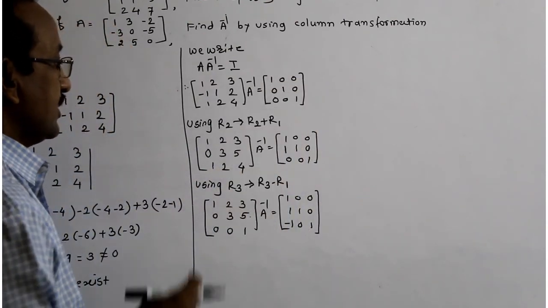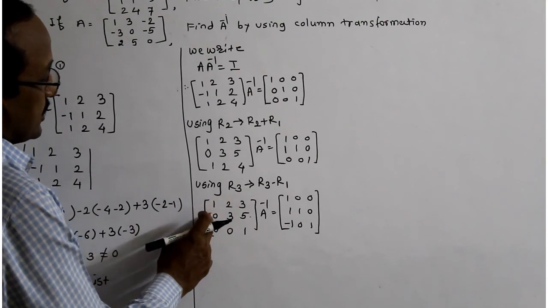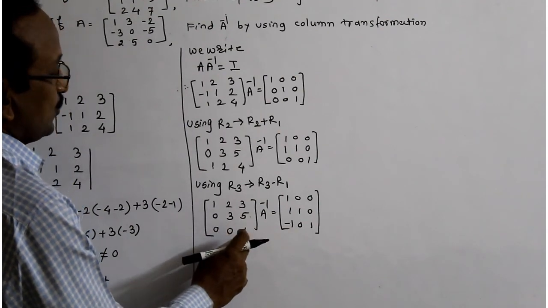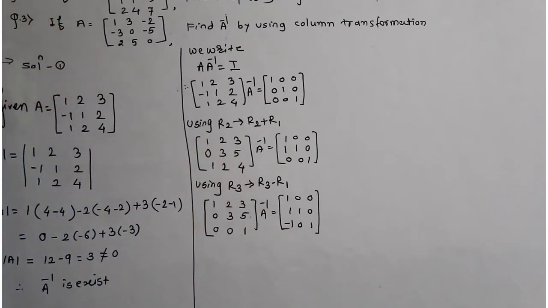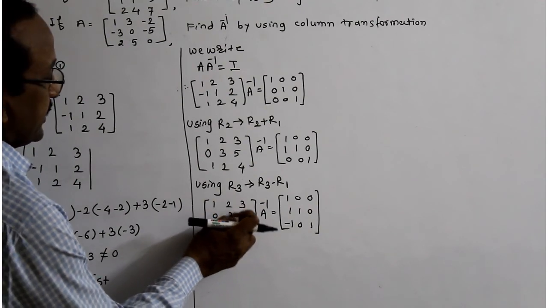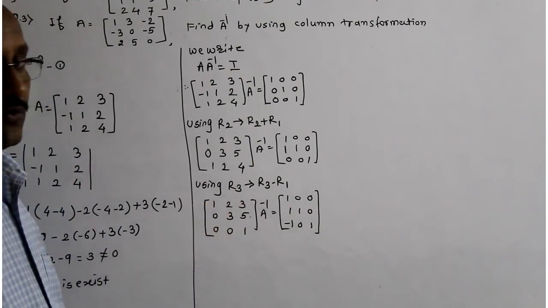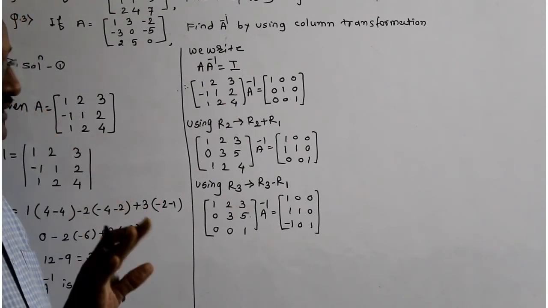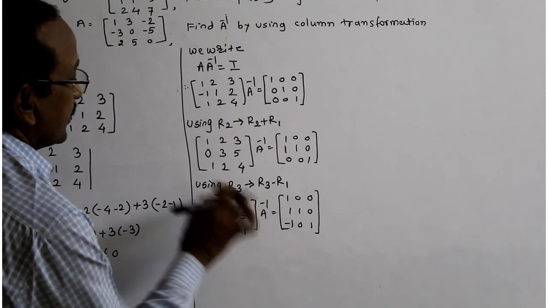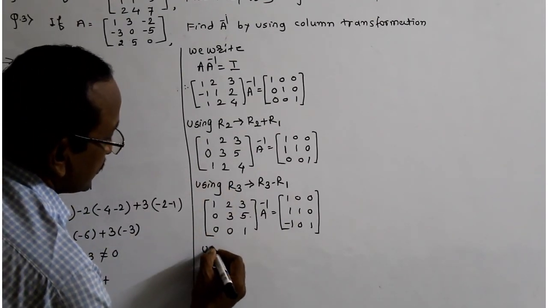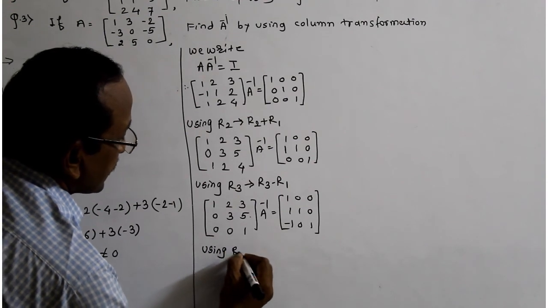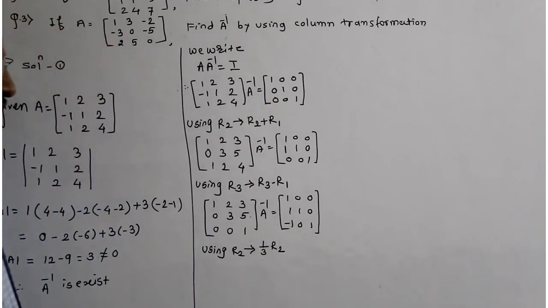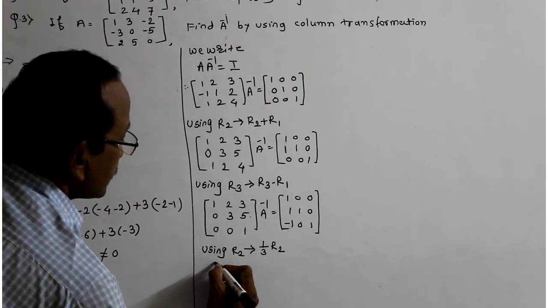Here, first make this 1, then get these two zeros, and then this 1 and these two zeros, then 1 and then these two zeros. This is the procedure. Now to obtain 1 here, how to obtain 1? By using addition, subtraction, multiplication, division, in any way we can obtain this 1 here. So using operation R2 implies 1 upon 3 times R2, by dividing by 3.